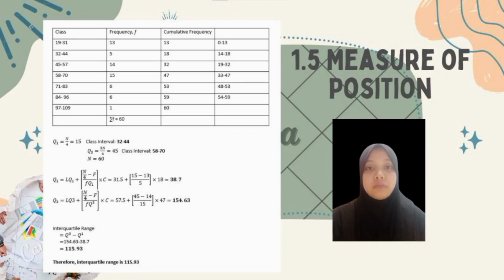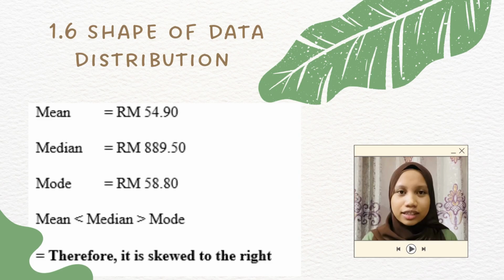Lastly, the interquartile range, which is the third quartile minus the first quartile. So 154.63 minus 38.7 equals 150.93. And this is the shape of data description.